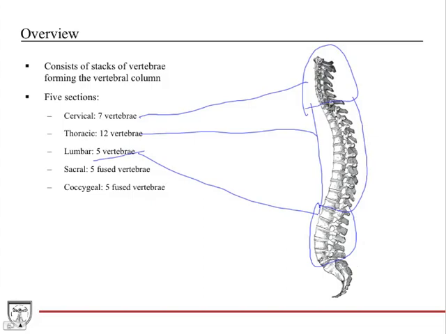Then there's the sacrum, which, even though it's one bone, is technically 5 fused vertebrae together. Then lastly, there's this little tailbone here, which is the coccyx, which is 5 fused vertebrae as well. So even though they're single bones or single structures, they're actually fused vertebrae.